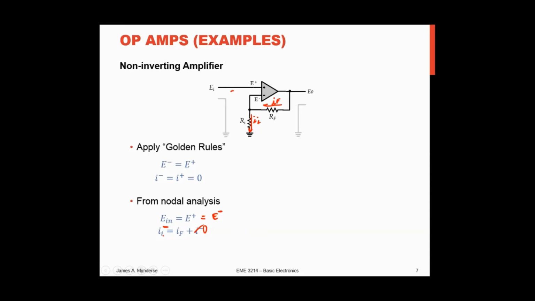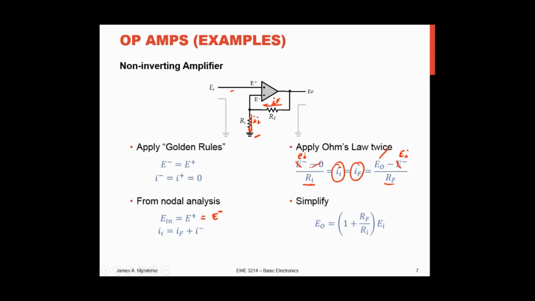So from those two relationships, I can again apply Ohm's law to those two resistors, and I say that E minus, which is also equal to EI, minus 0, because it's going to ground, divided by that RI is my current I minus, which is equal to my feedback current, and the feedback current is the output voltage minus E minus, which again is equal to EI, divided by that feedback resistor.